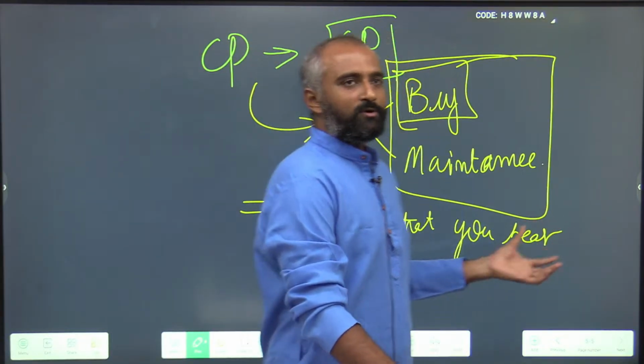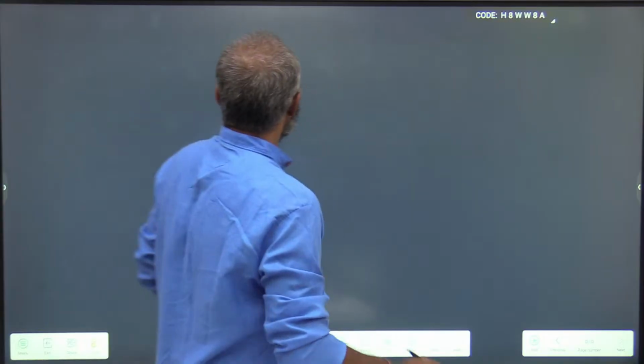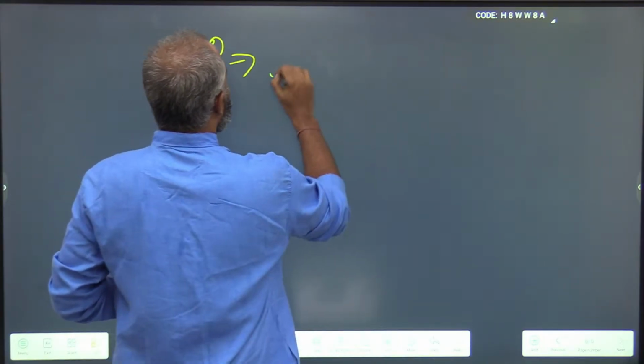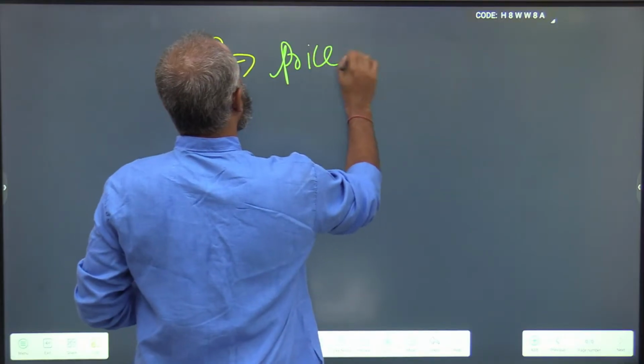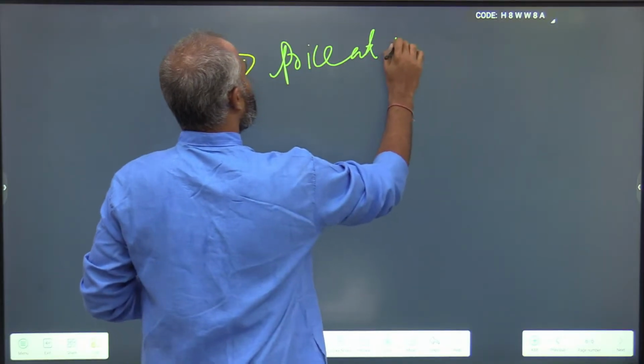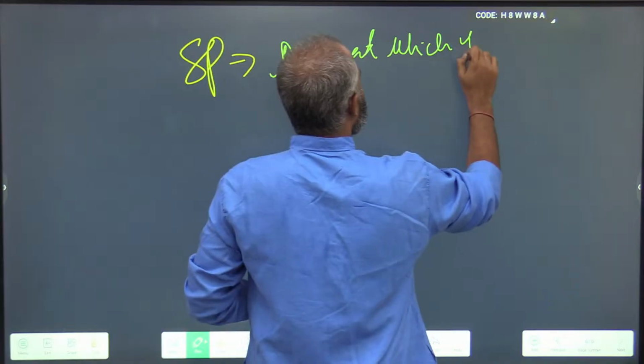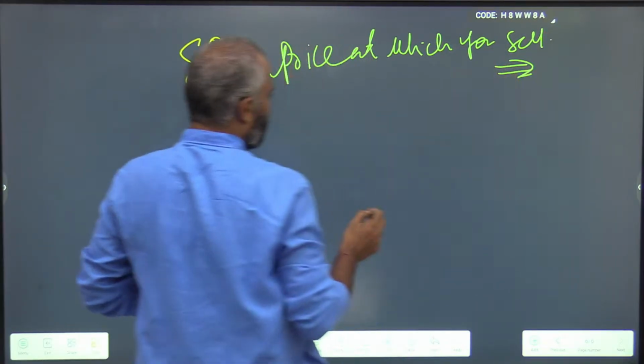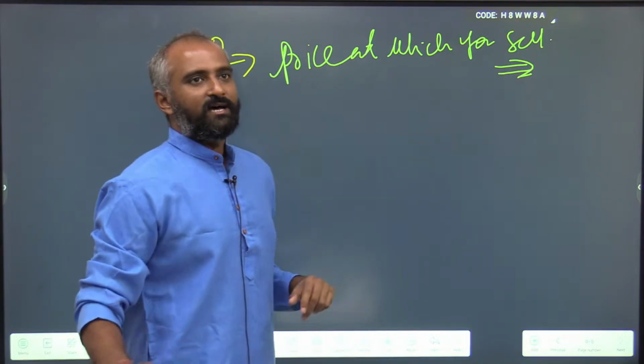Be clear about this. Now next one is selling price. Selling price is the price at which you sell. Thankfully for us, it is one dimensional.